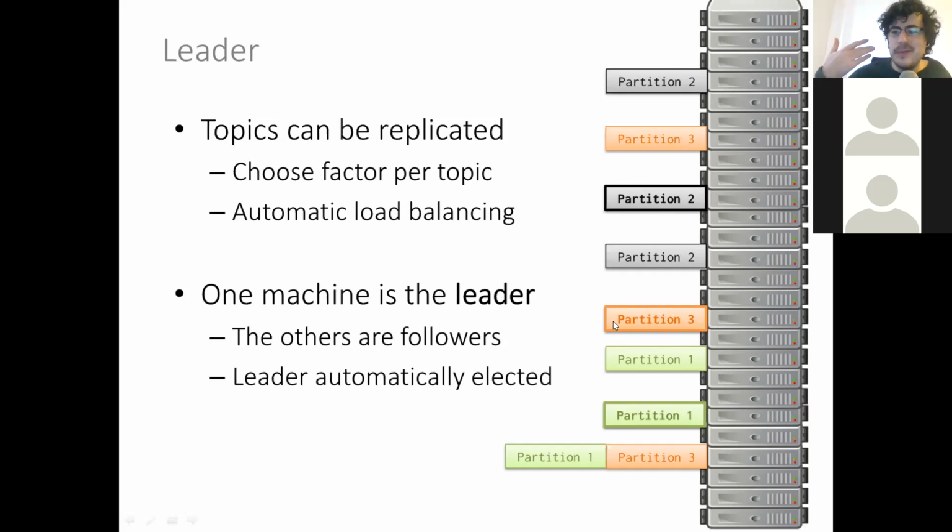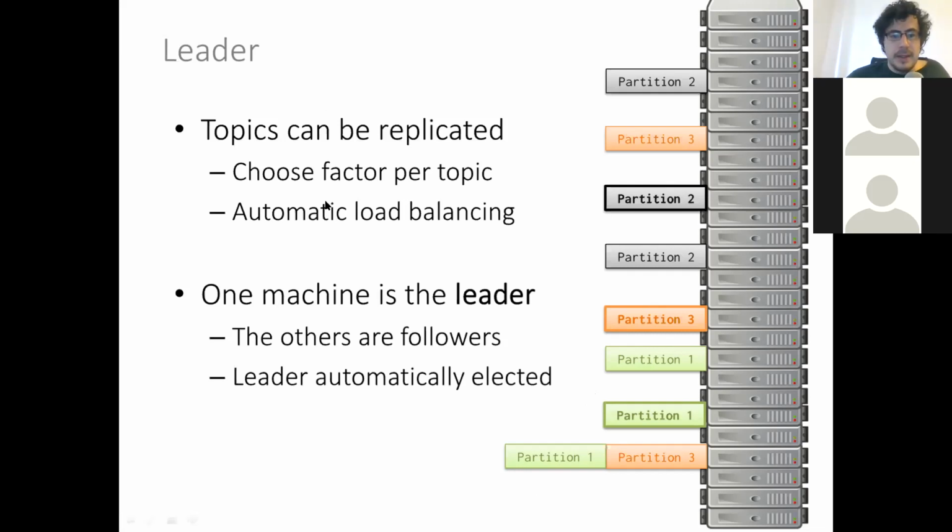The leader has to do a lot more work for that partition, but the idea is that every machine is the leader of some partitions. So essentially it ends up balancing out, okay? It's not that one machine is the leader of all of the partitions, but rather each machine can be a leader of several partitions. And ideally that would be balanced. The leader is automatically elected, also based on load balancing, to ensure that the leaderships are balanced across the different machines.